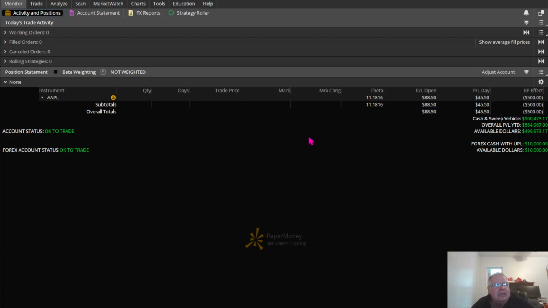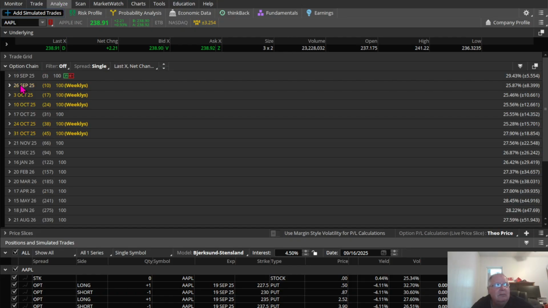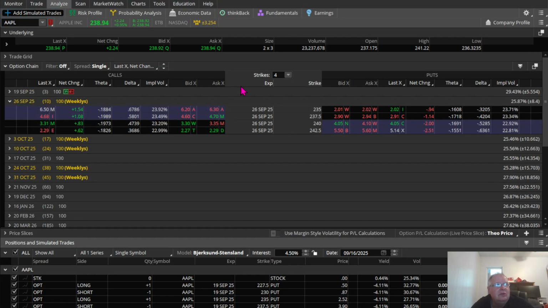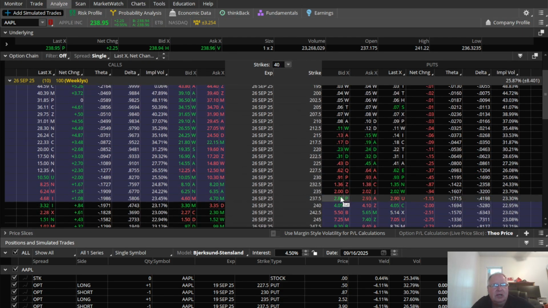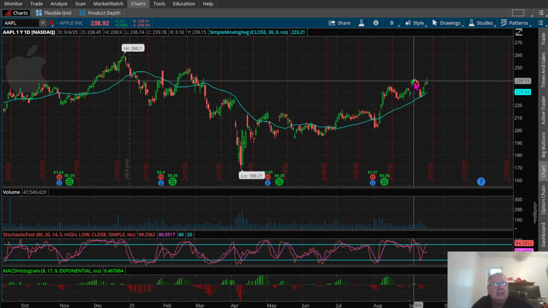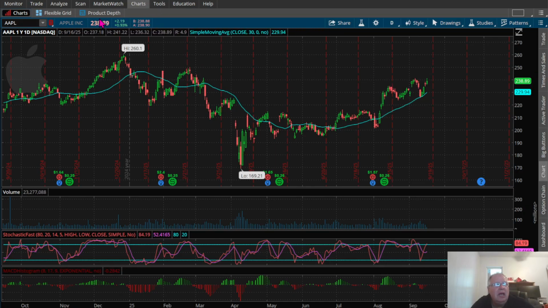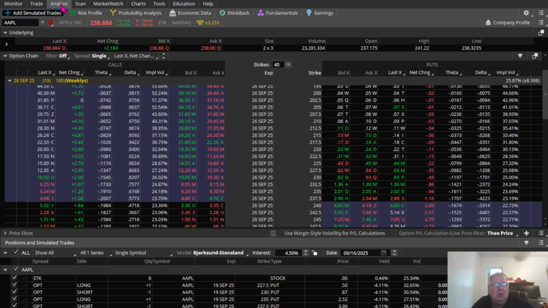Let's see if we can add a couple of trades here. So I'm going to go to our Analyze tab again. This time I'm going to go out to the 26th, and I'm going to get a few more strikes. Let's just put a 0 behind that 40. Okay, so here's where our at the money would start. And because I think we might be butting into some resistance here, as of this moment, I want to be a little bit more conservative.